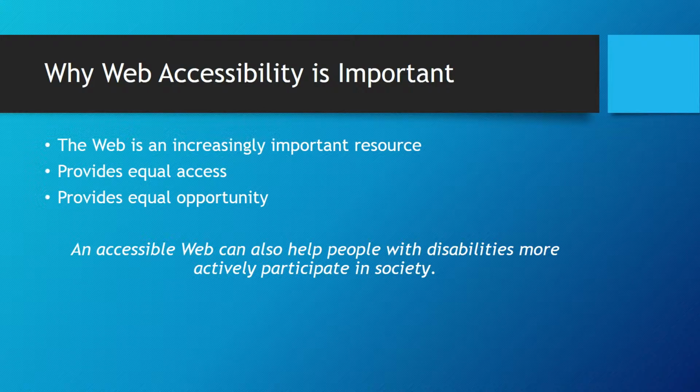The web is an increasingly important resource in many aspects of life, including education, employment, government, commerce, healthcare, recreation, and more. It is essential that the web be accessible in order to provide equal access and equal opportunity to people with disabilities. An accessible web can also help people with disabilities more actively participate in society. Another important consideration for organisations is that web accessibility is required by laws and policies in some cases.